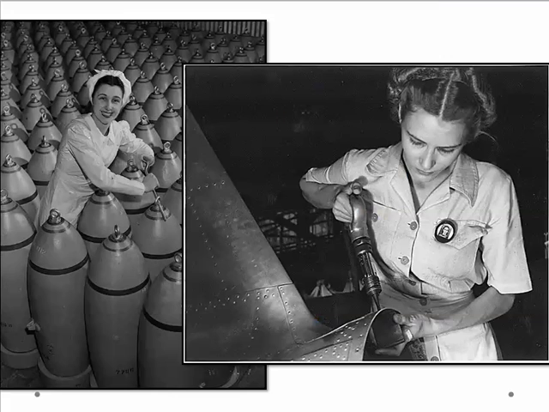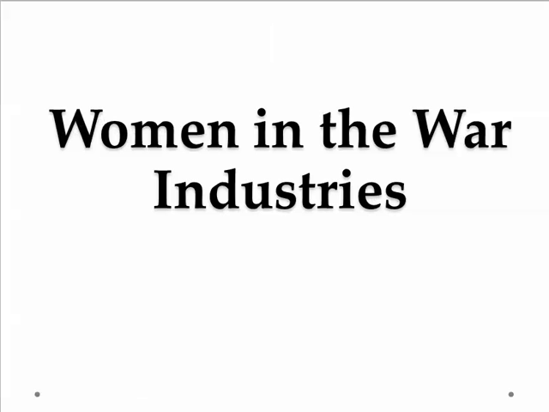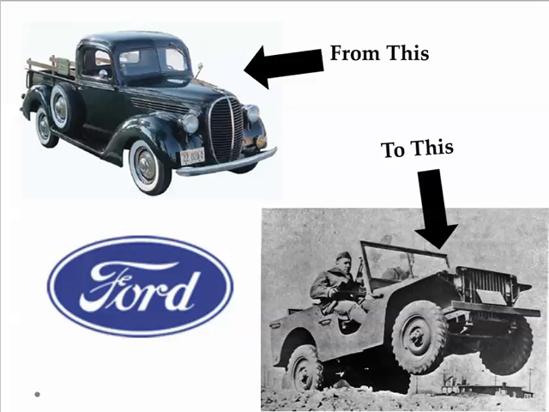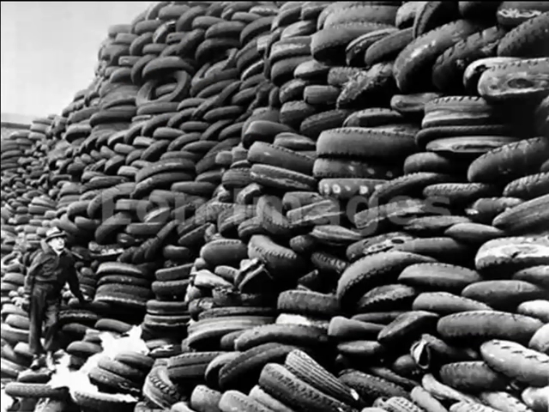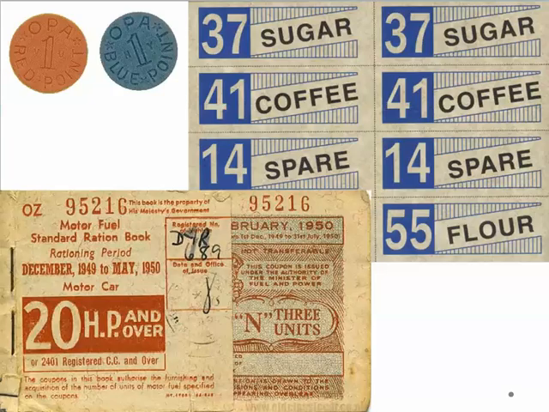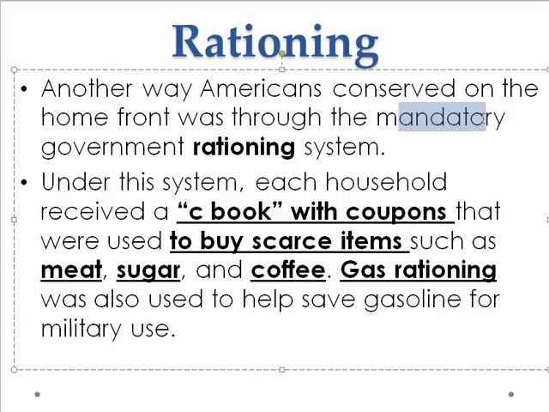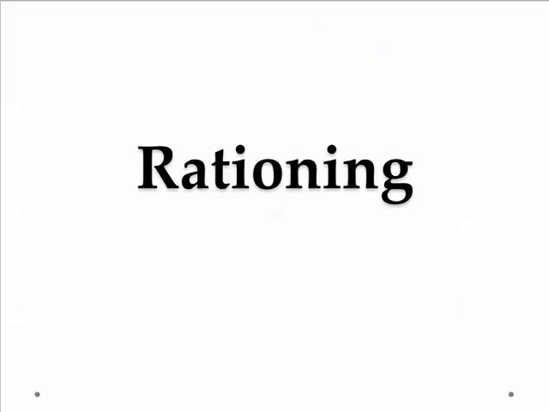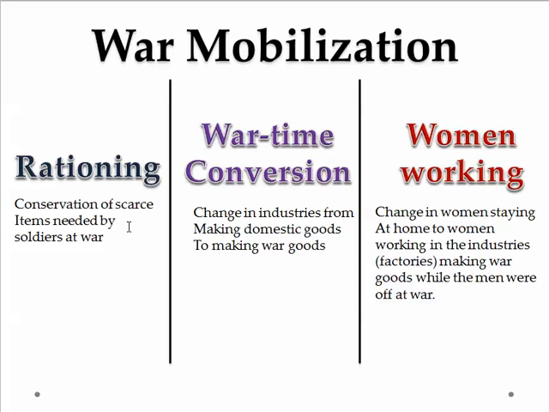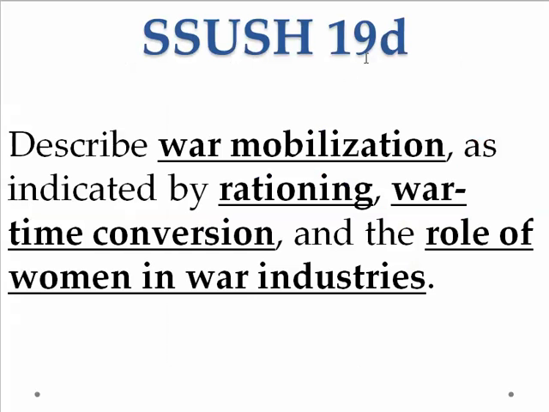And so with these pictures of Rosie the Riveter and women in the war industries, and wartime conversion, and all this rationing going on, whether it be voluntary or mandatory by the government. And some of these coupons and these books are mandatory government rationing. We've met our war mobilization standard: rationing, wartime conversion, and women working in the war industry are all part of war mobilization. And that was our standard 19D.